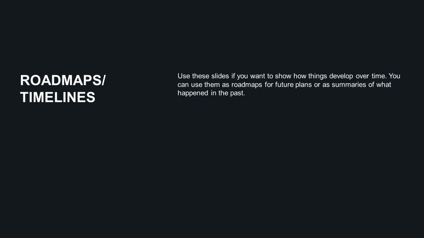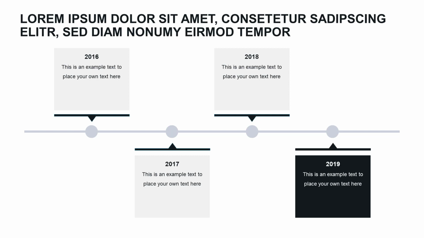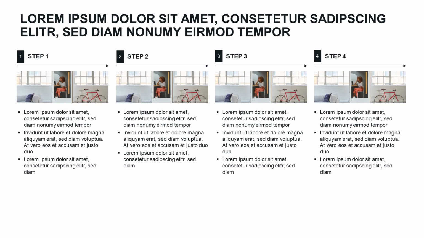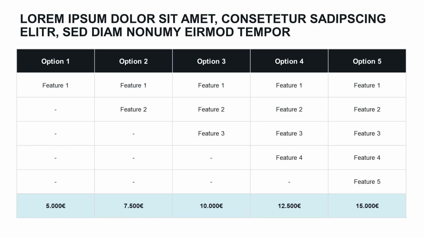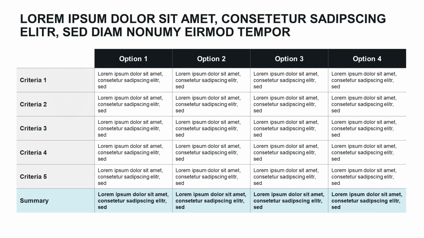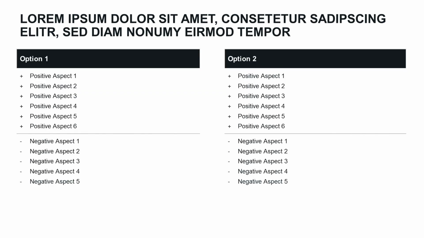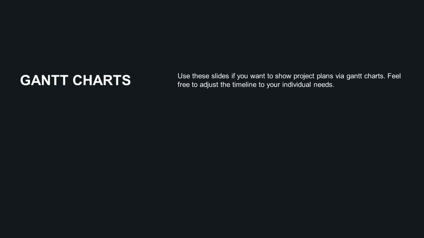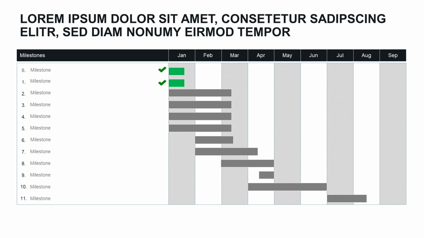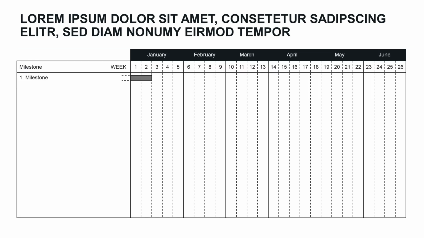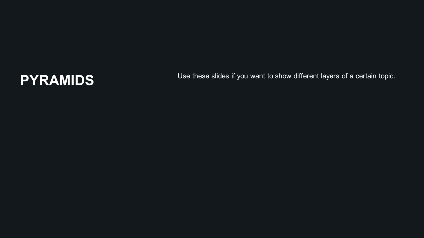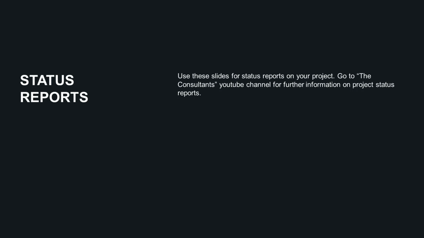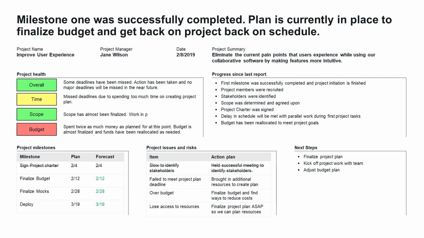Another type of slide which we as consultants use very often are roadmaps. That's why we've included a couple into the master as well. And obviously we've also included tables. Again, different versions here, from simple tables like this one to a bit more advanced like that one. Alright, the next slides are Gantt charts. Very useful if you're a project manager and want to show the current state of your project or the plan for the following weeks. And also you'll find some pyramids, always useful if a topic has different layers you want to present. Finally, we've added some designs for status reports.